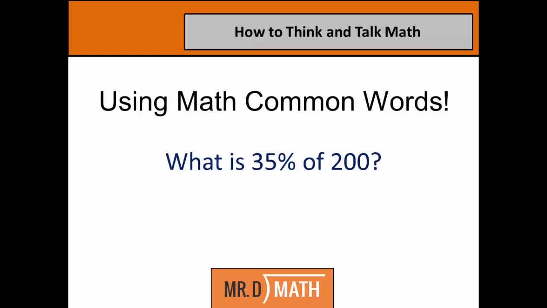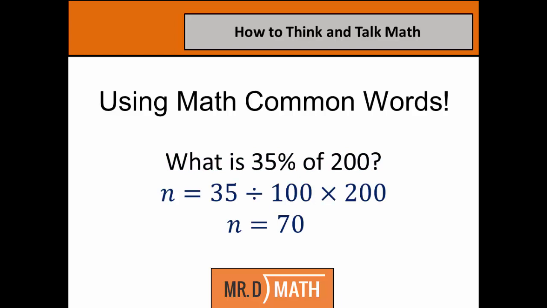All right, so what does this mean then? Using common words, what is 35% of 200? Well, the what means I don't know. The is my equal sign. 35% means 35 divided by 100. Of means multiply, and 200, check this out. It looks like this. N equals 35 divided by 100 times 200. And if you actually work that out, and you could create fractions and do all kinds of fun stuff with that, you'd get 70. But the idea is, can you translate things into your common words?